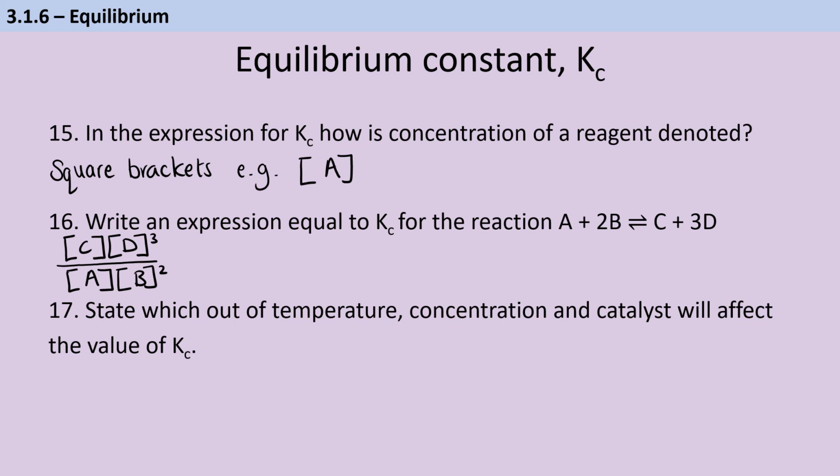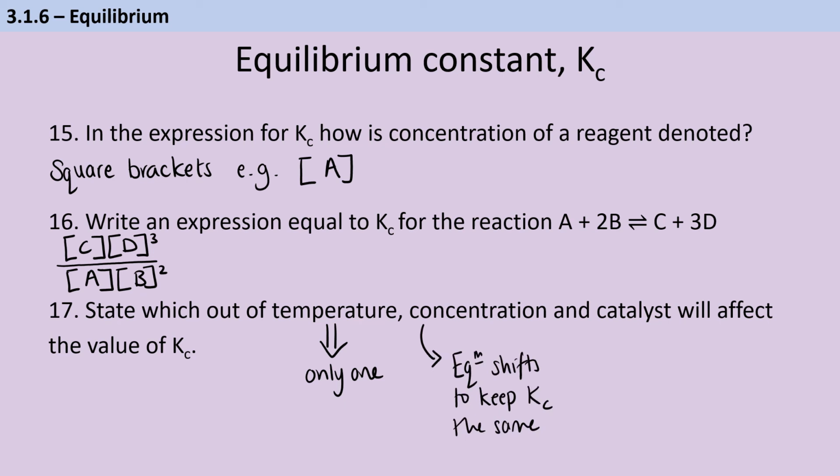When we start thinking about what will affect Kc, temperature is the only one that is going to have an impact. So if we change the concentration, then equilibrium will shift in order to keep Kc the same. And if we add a catalyst, then we know that doesn't ever have any impact on equilibrium, and therefore it won't affect Kc.